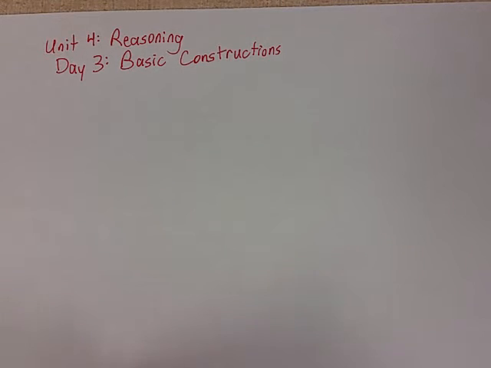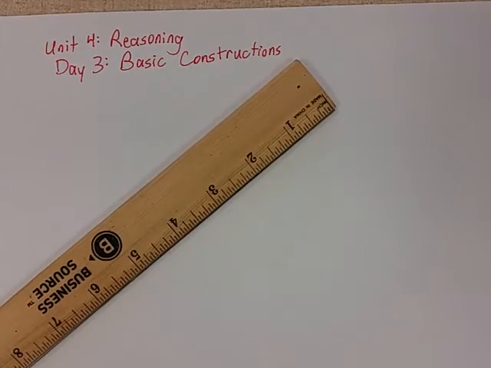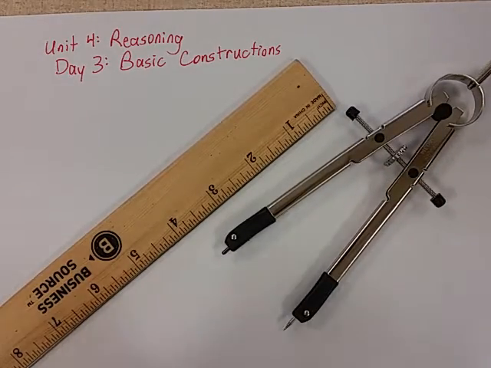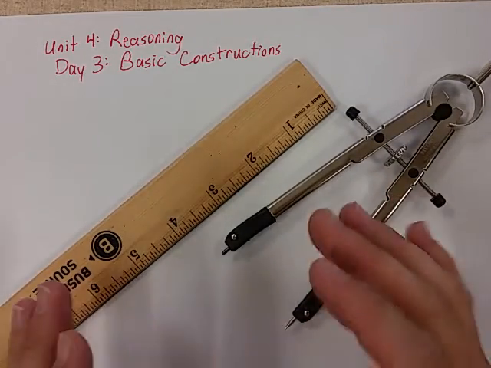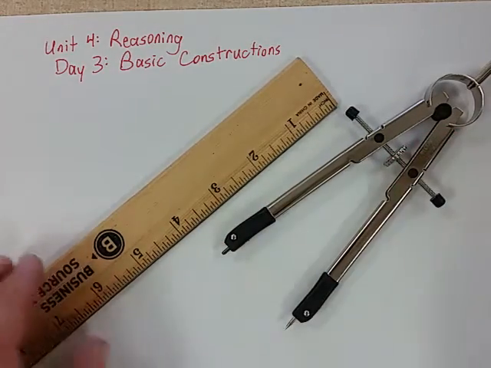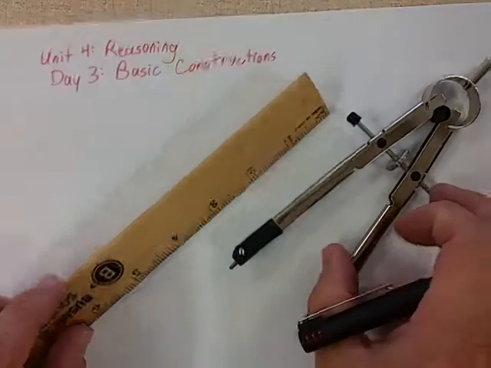Alright, welcome to Unit 4 Reasoning, Day 3 Basic Constructions. What we're going to be doing today is demonstrating our reasoning in geometry by doing basic constructions using nothing but a straight edge and a traditional compass. You can have compasses that look different than this, obviously, and straight edges don't necessarily need to have the inch marks even on them. It just needs to be a straight edge.